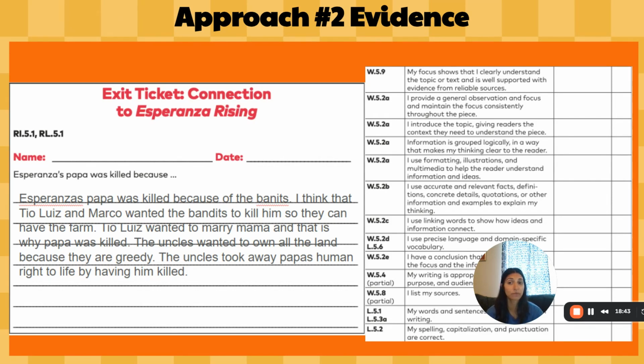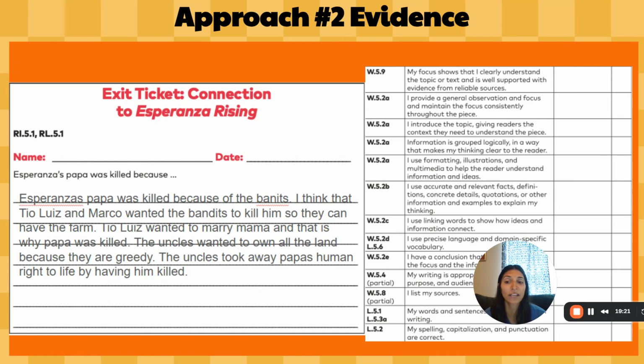I think that Tio Luis and Marco wanted bandits to kill him so they can have the farm. Tio Luis wanted to marry Mama. That is why Papa was killed. The uncles wanted to own all the land because they are greedy. The uncles took away Papa's human rights to life by having him killed. So this student showed me what was happening, why Papa was killed, the reasoning for it because of the uncles, and showing me the perspective of the uncles by showing that they wanted to take control of that family farm and wanted to convince Mama to marry them so they could gain control.